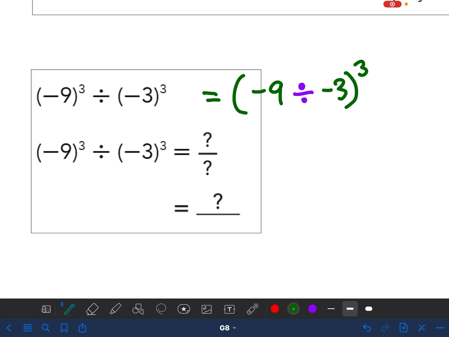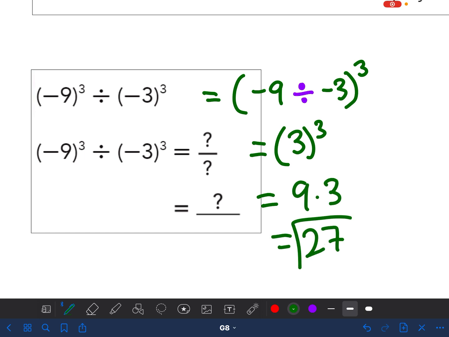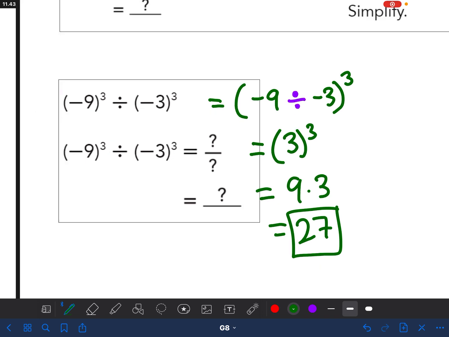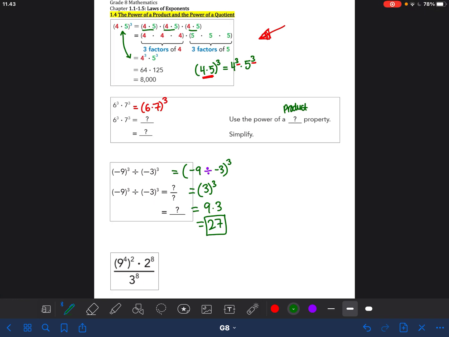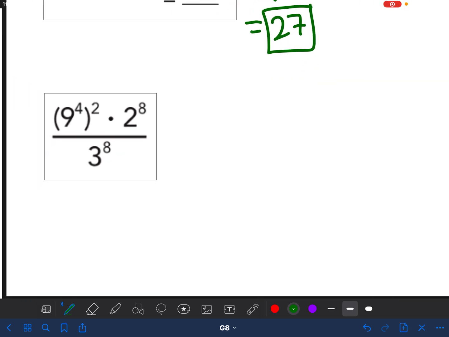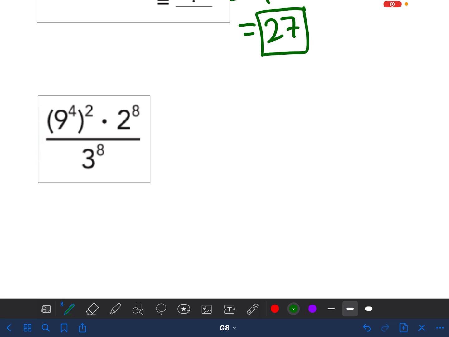This makes things a lot easier because instead of expanding this 3 times, and then dividing by expanding this 3 times, we're just going to divide the bases here. So negative 9 divided by negative 3, that is 3 to the power of 3. That's 9 times 3, 27. Look at how easy things are. So again, the point of knowing all of these rules is that you can make things easier for you to calculate. Alright, last example for 1.4, try to simplify this expression here.